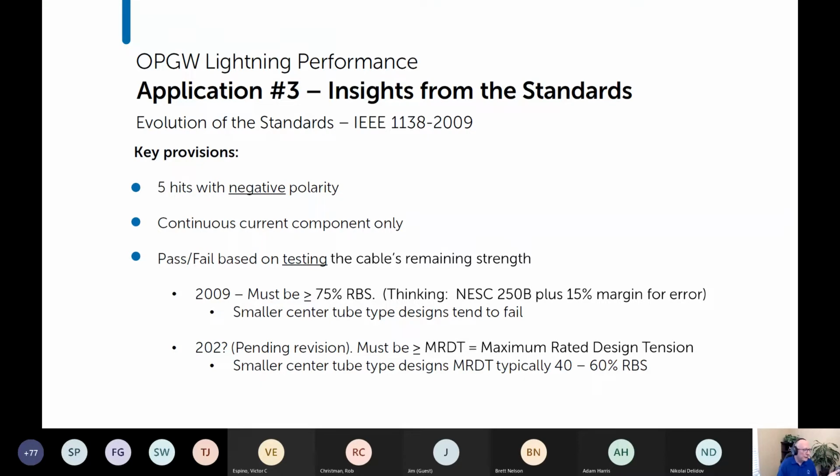The thinking within the IEEE organization was that 60% rated breaking strength, so 60% RBS, was the traditional limit within NESC, the National Electric Safety Code of the United States, Rule 250B. So that was the maximum limit under this rule. And then you had 15% as a margin for error. However, what wasn't known when this was adopted was that the smaller center tube type designs that we focused on in one of the early slides tend to fail. And we'll explain why later.